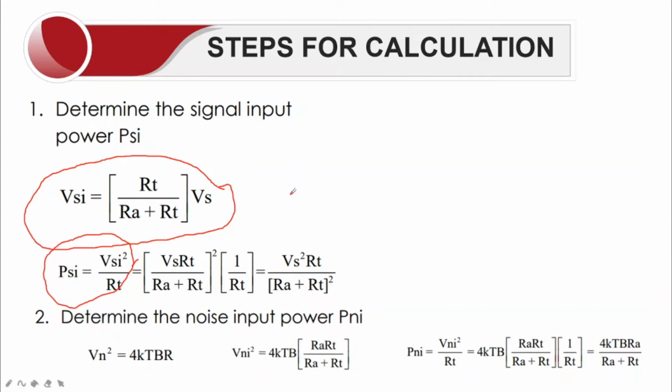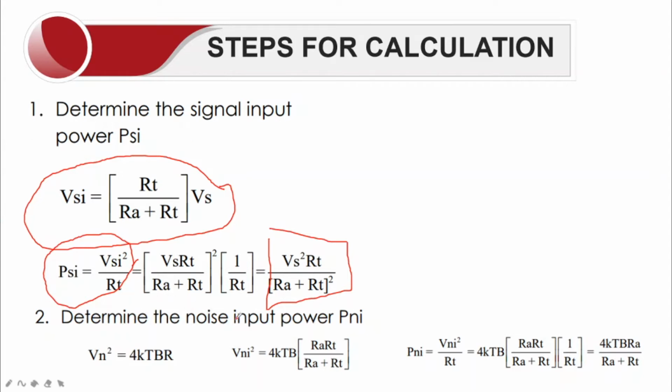Pero kung ayaw mo naman magkabisado ng dalawang formula at gusto mo isa lang, pwede ding ito na lang ang kabisaduhin mo, which is VS squared RT over quantity RA plus RT quantity squared. So, again, pwedeng itong dalawa yung kabisaduhin mo. Or, kung gusto mo isa lang, pwede namang ito yung kabisaduhin mo. Depende sa'yo kung ano yung gusto mong gamiting steps para ma-solve yung PSI. Pero, number 1 pa lang yun. Again, we have 7 steps para ma-compute yung noise factor in terms of noise resistance. So, let's go to the second step.